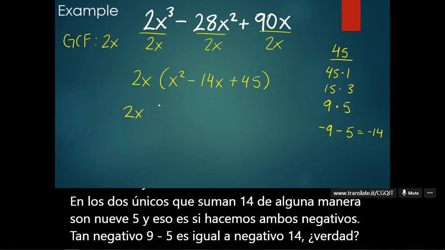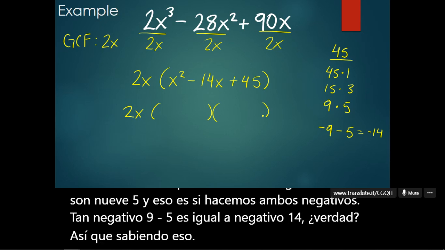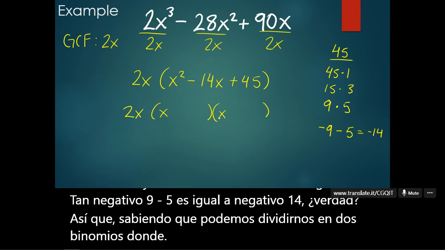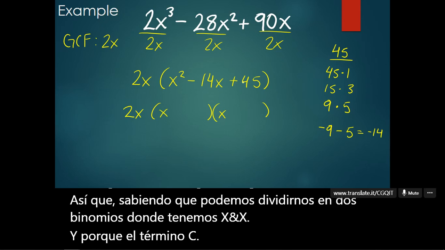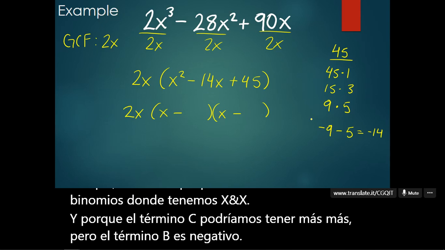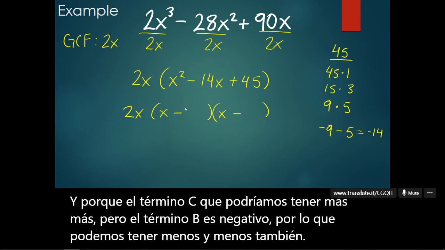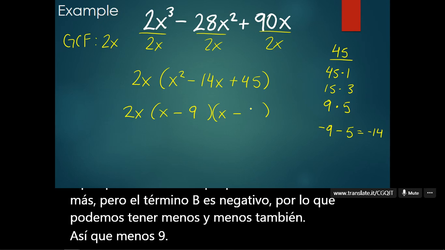So knowing that, we can split this into two binomials where we have x and x. And because of the c term, we could have plus and plus, but the b term is negative, so we can have minus and minus as well. So minus 9 and minus 5.